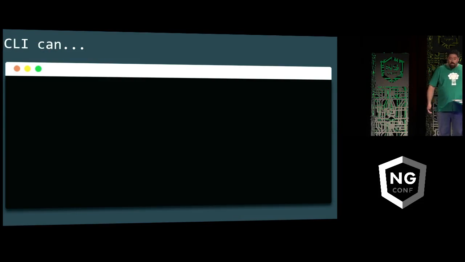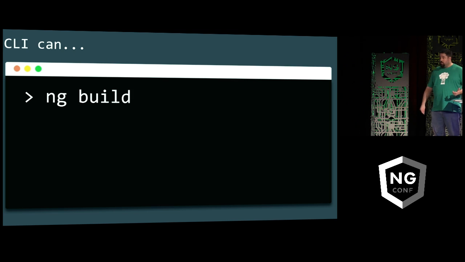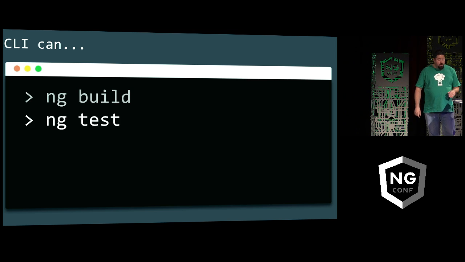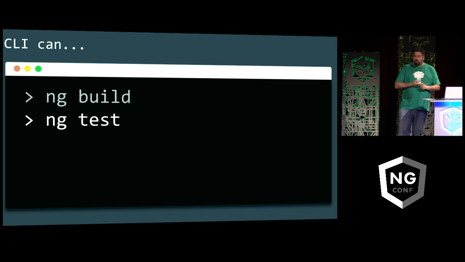So with the CLI, what can you do? You can run builds. You can take your application that's been created for you once you've added code and build it, compile it, get everything into the appropriate directory for you. Test it. Run your unit tests. You're already set up. Don't have to worry about setting up Karma to be able to configure that.